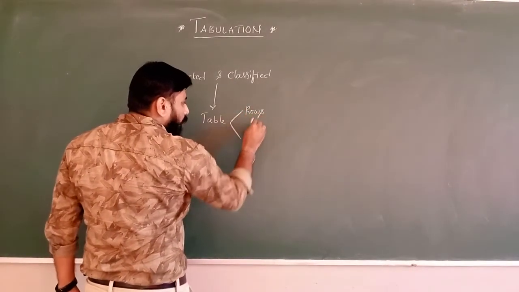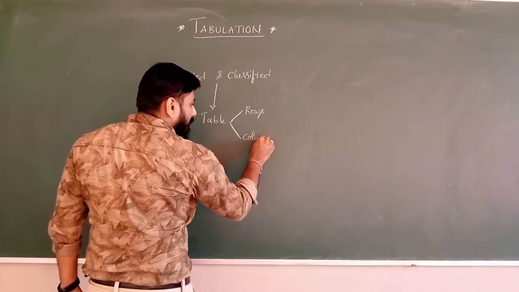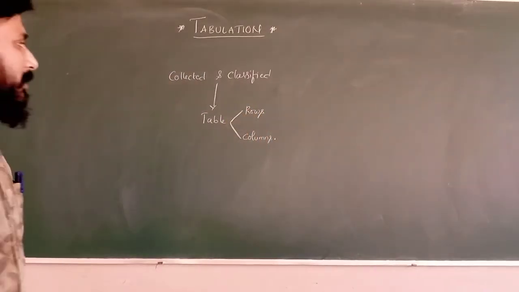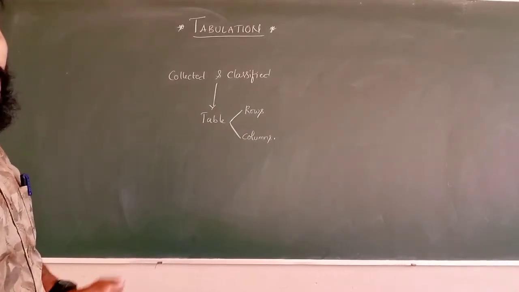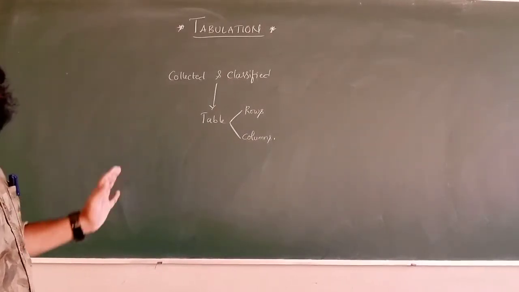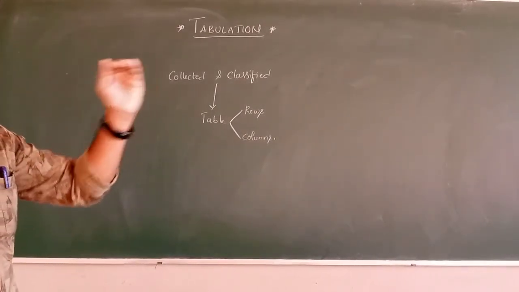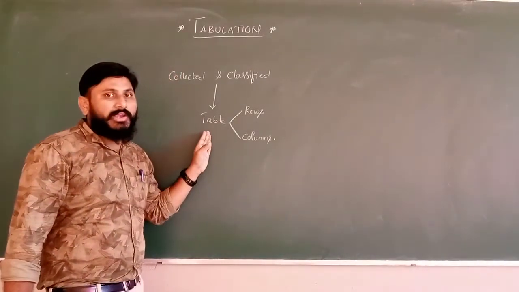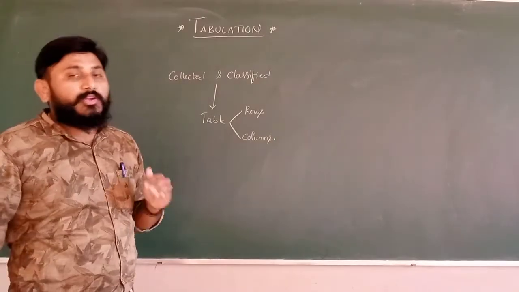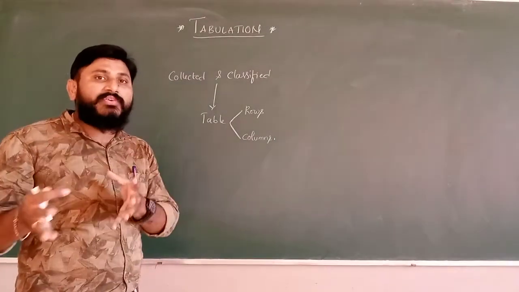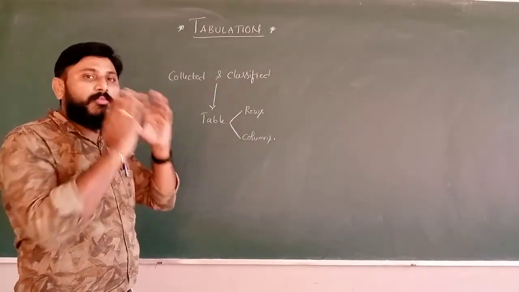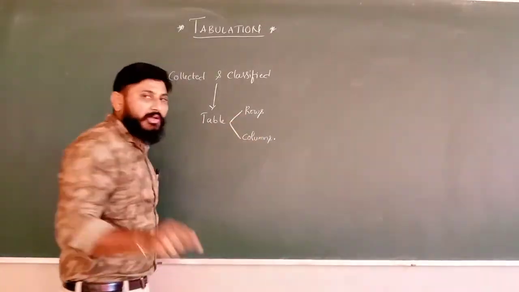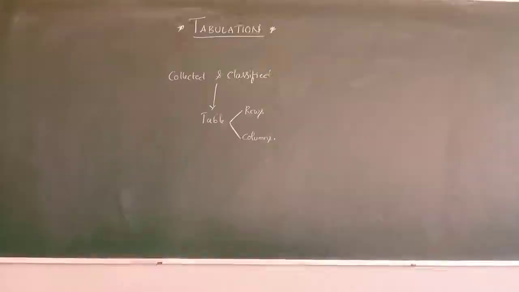One is rows, another one is columns, right? Any table you take, whether it is classified or non-classified data, rows as well as columns are both included in a table. Here we are not only classifying, we are presenting the classified data in the form of a table which includes rows as well as columns, right?